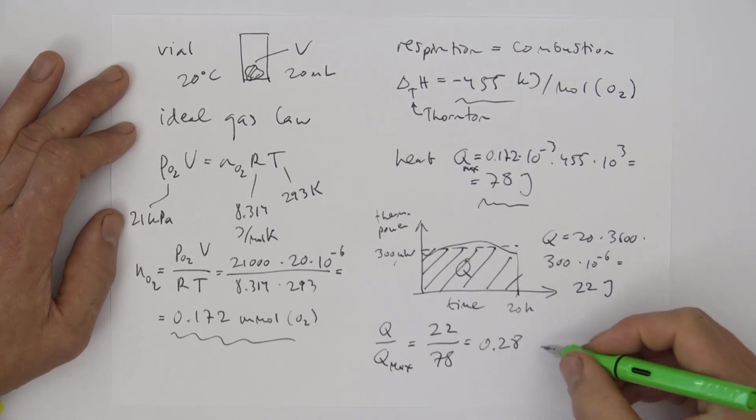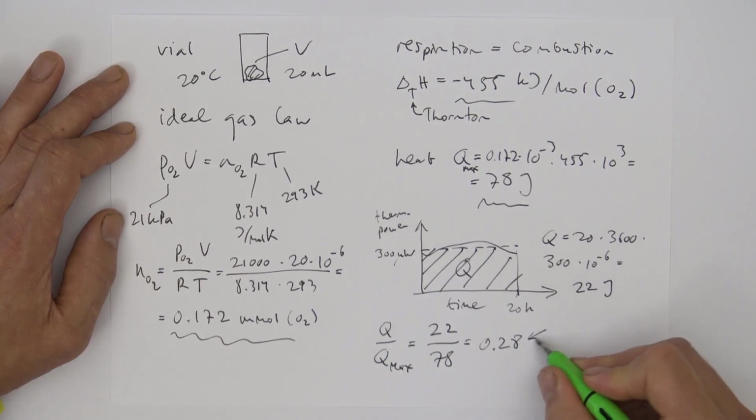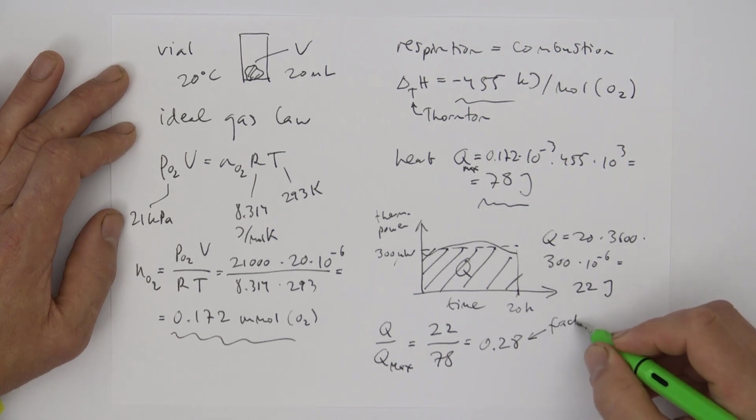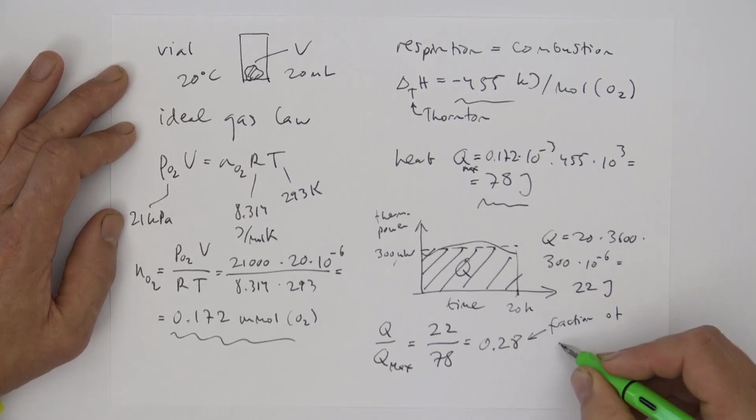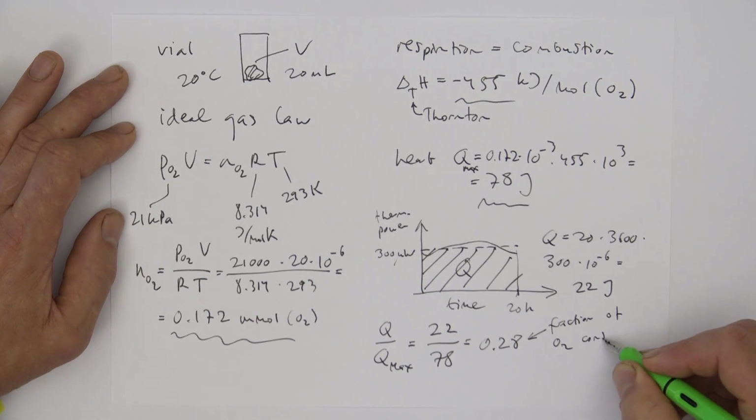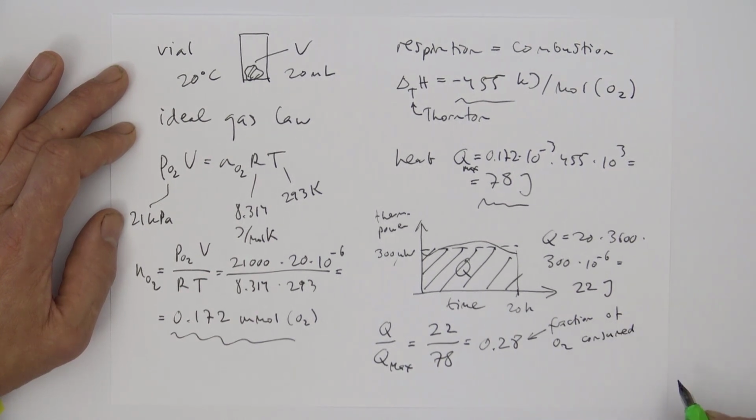And this is the fraction of oxygen consumed, the fraction of the available oxygen consumed. Another way to phrase this is to say that we have 21% oxygen when we start. A 28% reduction is about 15%. So we have gone from 21 to 15% oxygen.